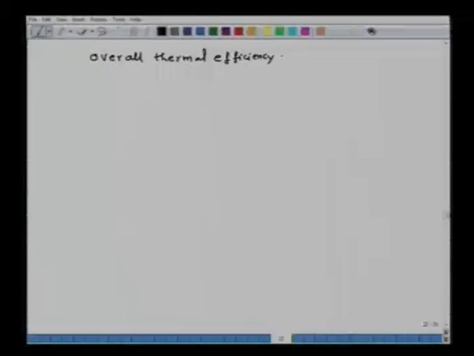So, now we can calculate the overall thermal efficiency. That will be efficiency limit into relative efficiency. So, multiply it, you will be getting 62.3%. So, what does it mean? Only 62.3% of the heat content of flue gas will be available in the form of preheating air.